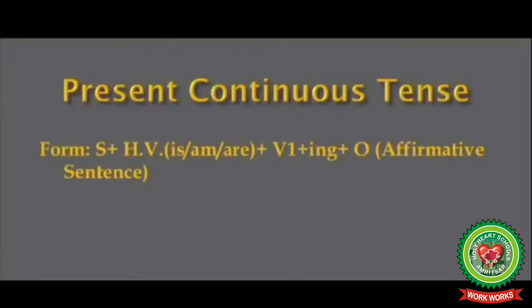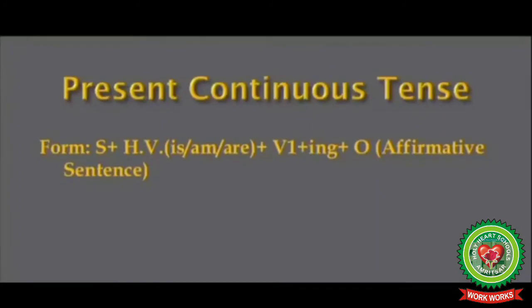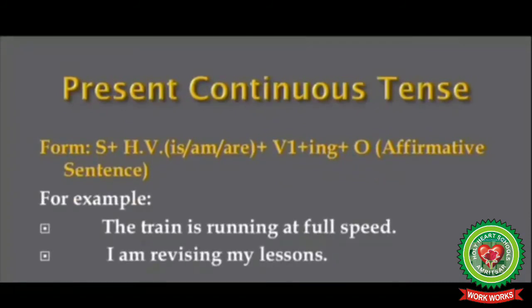Now let's begin with present continuous tense. Present continuous tense tells us that the action is going on at the time of speaking, and helping verbs used here are is, am or are. Now the affirmative sentence, we have to write subject first, followed by helping verb, is, am or are, plus present form of the verb, plus ing, plus object. For example, the train is running at full speed. I am revising my lessons.